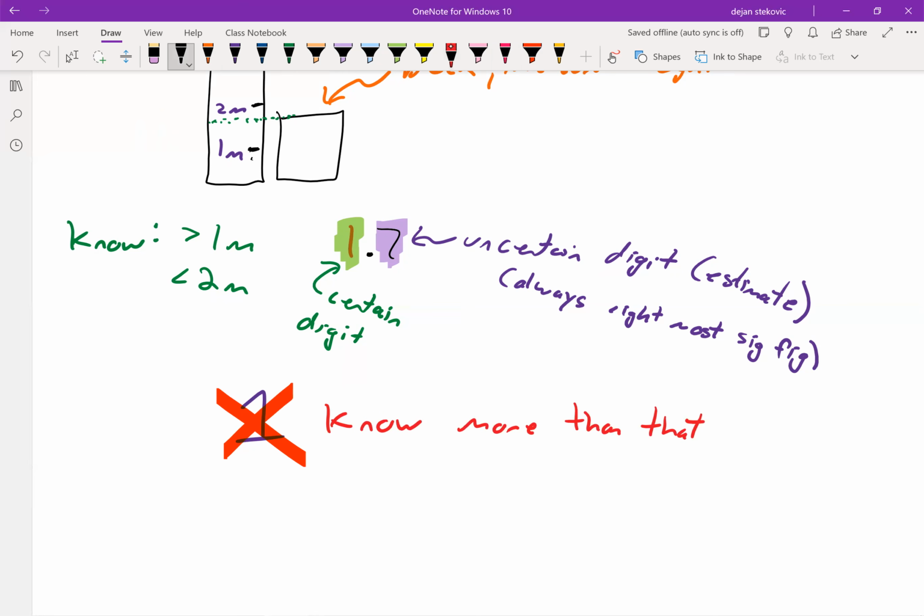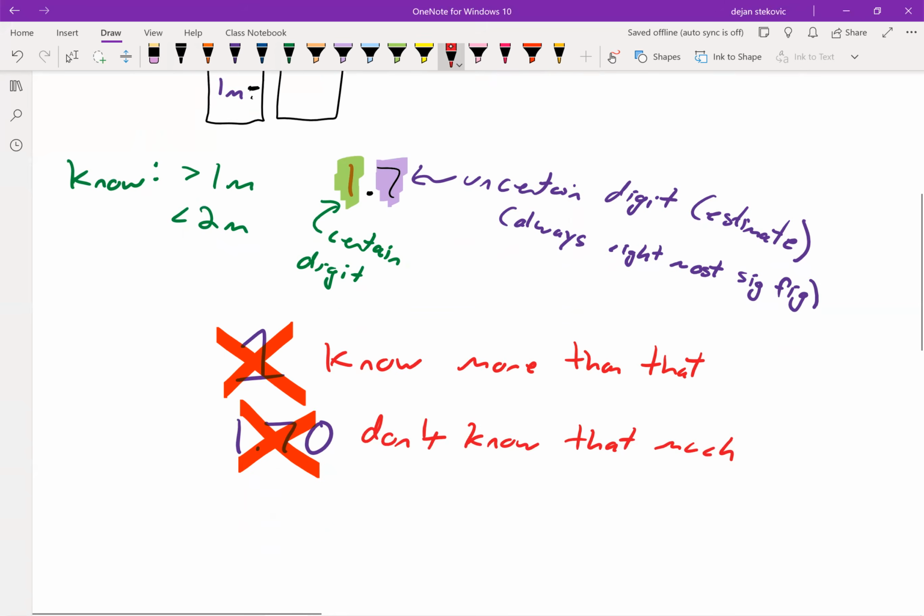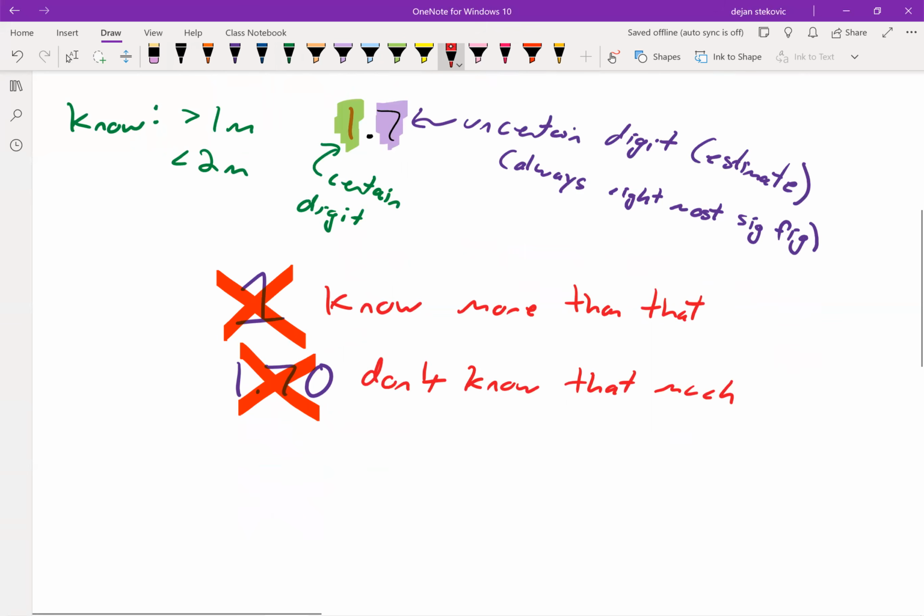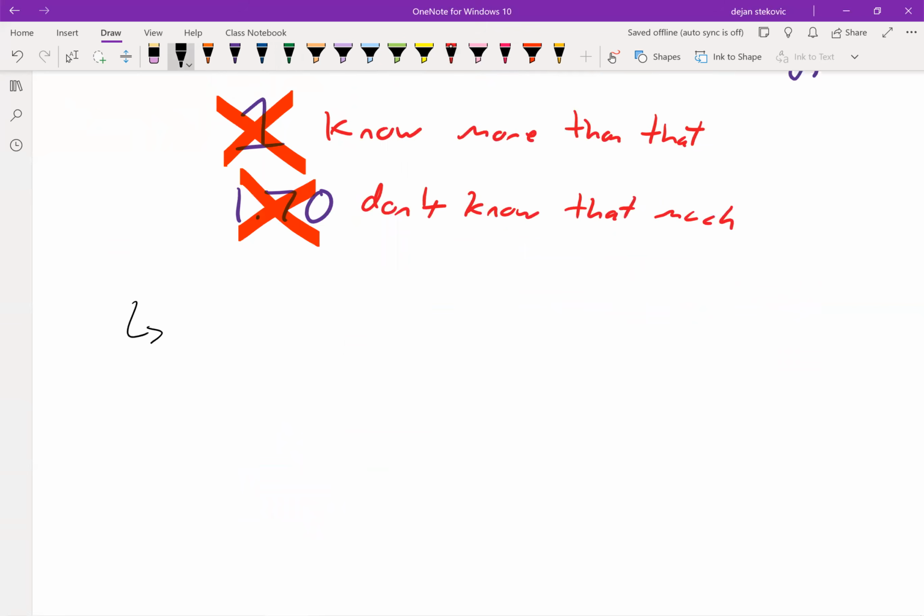If you were to write this measurement out as 1.70, that's also incorrect, because you're saying that you have more precision than you have. What you're saying here is, I know that this 7 is an exact number and I'm only guesstimating the 0, but that's not true. We're guesstimating the 7, right? So we don't know that much. So you're always allowed to guesstimate 1 digit. And so depending on the tool that you have, they're going to have different levels of precision.